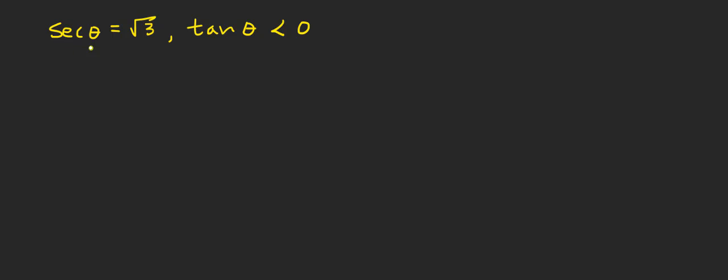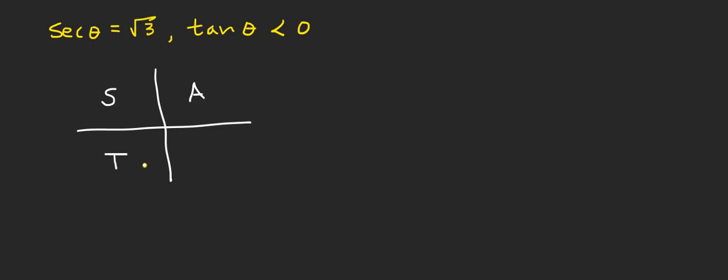Now, what if they say secant theta equals radical 3 and tangent theta is less than 0, which means that tangent theta has to be negative and secant theta has to be positive. So in which quadrant does this occur? Well, first of all, in the first quadrant, all students take calculus, so everything is positive. So this cannot happen in the first quadrant because tangent has to be negative. And you know that tangent is negative either in second or fourth. Because in the third quadrant, tangent is positive.